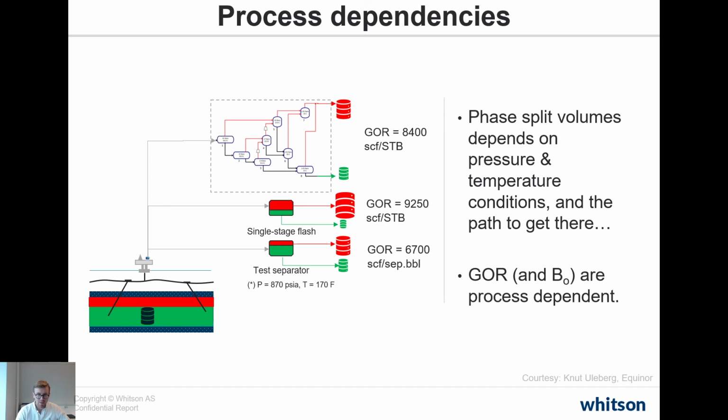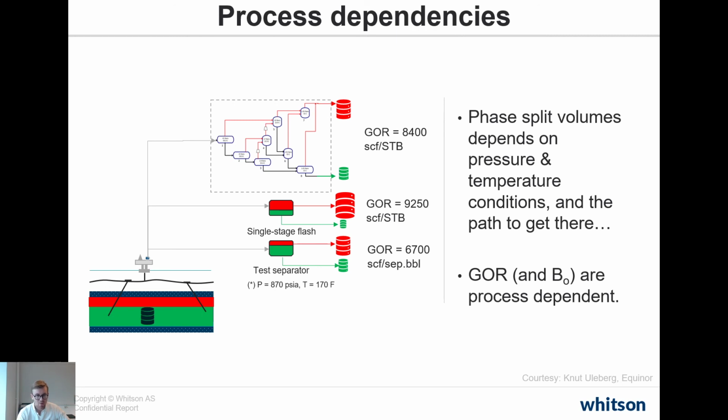The last one is the test separator, which will have a much lower GOR, but here again the importance of stating where this barrel was measured comes into play. This barrel was measured at separator conditions, not at stock tank conditions. From this condition down to stock tank, you would have what is called separator oil shrinkage, and gas will come out of solution. This GOR would most likely be a number between these two numbers once we process that to surface.